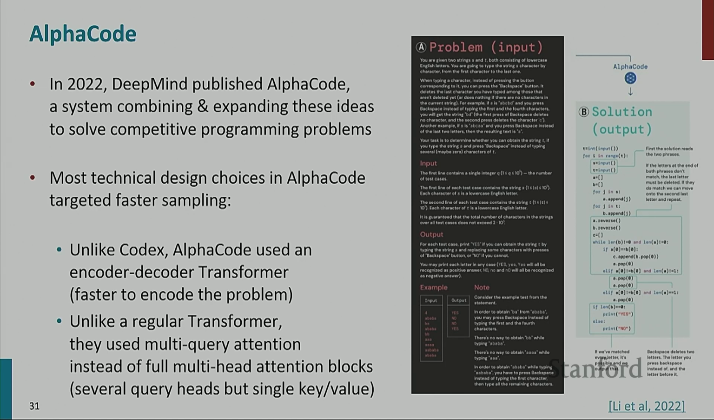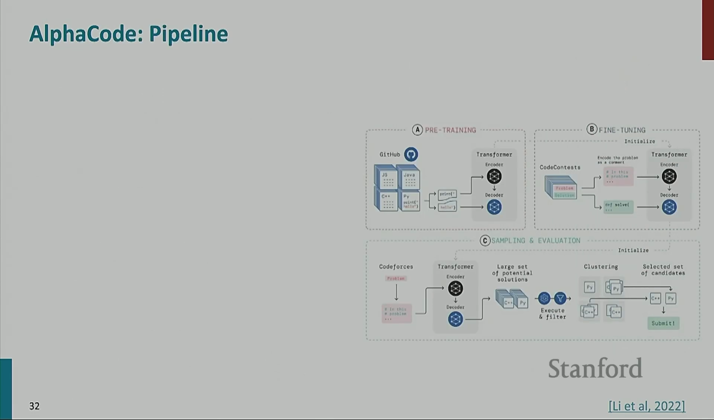And the base, the foundation of AlphaCode was still sampling from transformers, and a lot of their technical design choices were basically targeted at allowing faster sampling, right? So they came up with a cheaper version of attention, where you share the key value heads but have multiple query heads, because that was an engineering bottleneck in their sampling. And they use an encoder-decoder transformer because it was faster to just encode the problem once. But aside from that, very similar ideas.